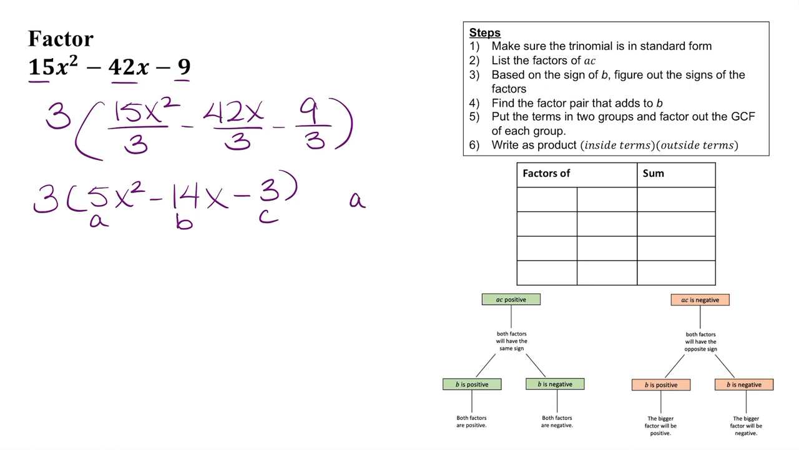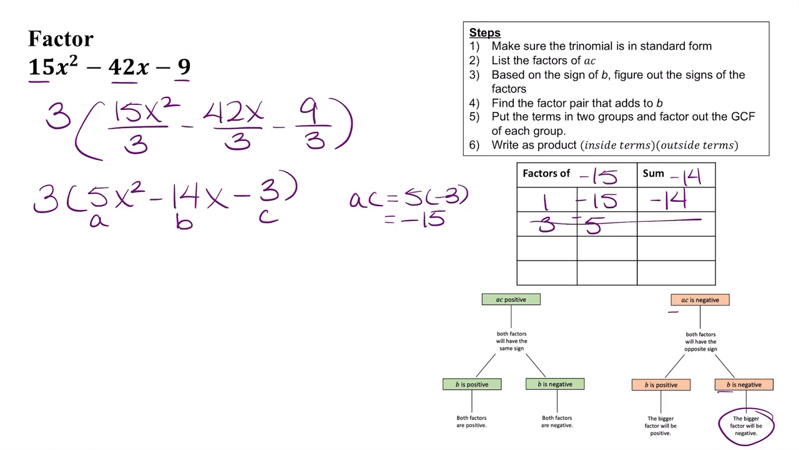So my a times c is going to be 5 times negative 3, which is negative 15. So I'm going to look for 2 factors of negative 15 that are going to add up to b, which is negative 14. So I'm going to start off by listing out the factors of 15, which are 1 and 15, and 3 and 5. So 15 is negative, and also my b is negative, so that means my bigger factors are all going to be negative. 1 plus negative 15 is negative 14, and so that is the correct pair that we need.